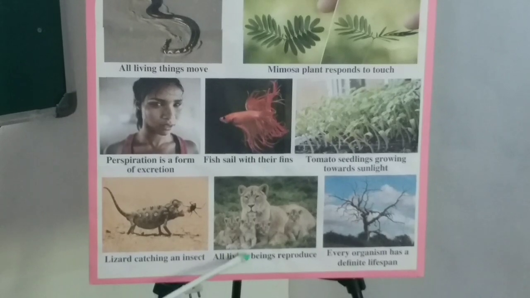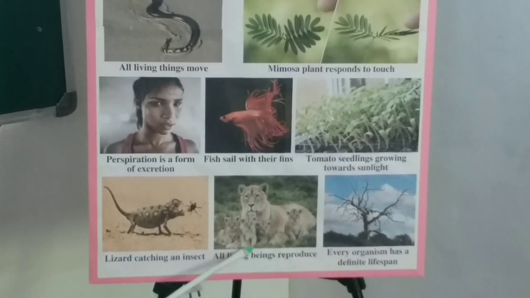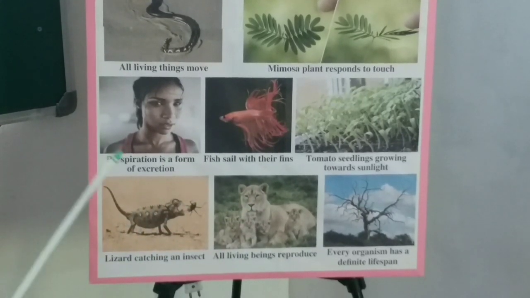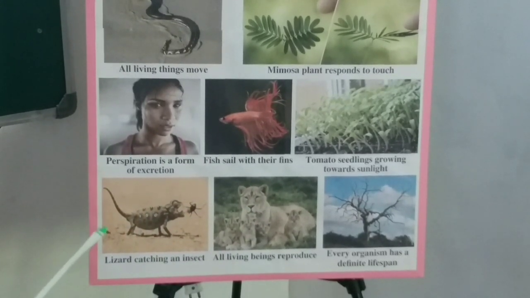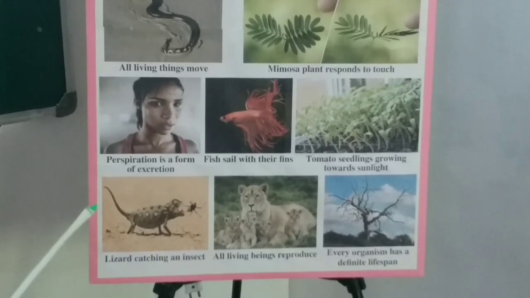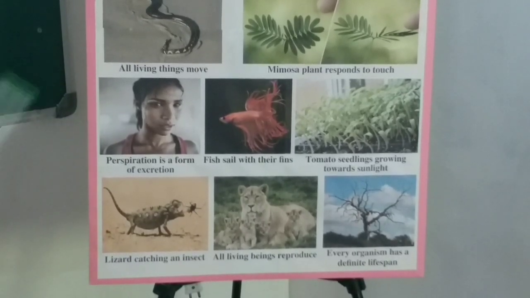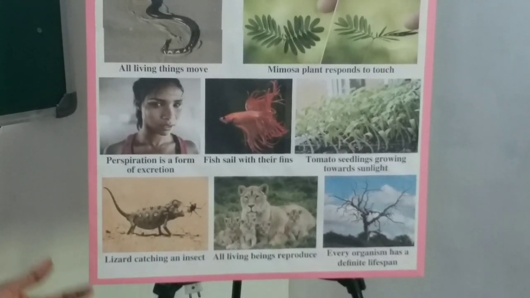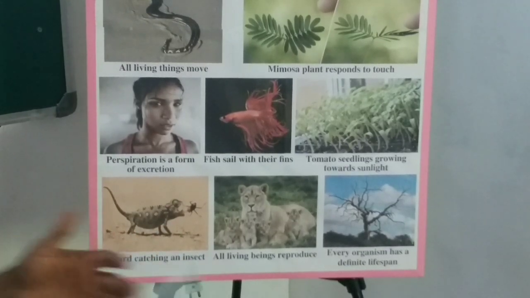So all living beings reproduce and they grow. Here, these cubs grow into adults in a span of about 1.5 to 2 years. Thereafter, they are capable of hunting on their own. But usually, lions hunt in prides, in a group.